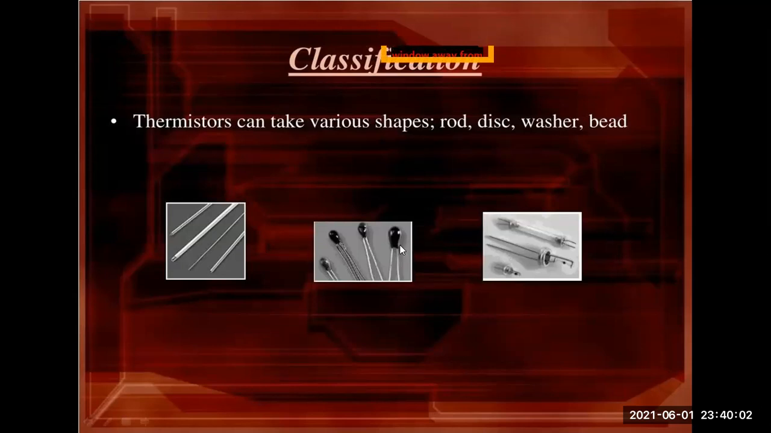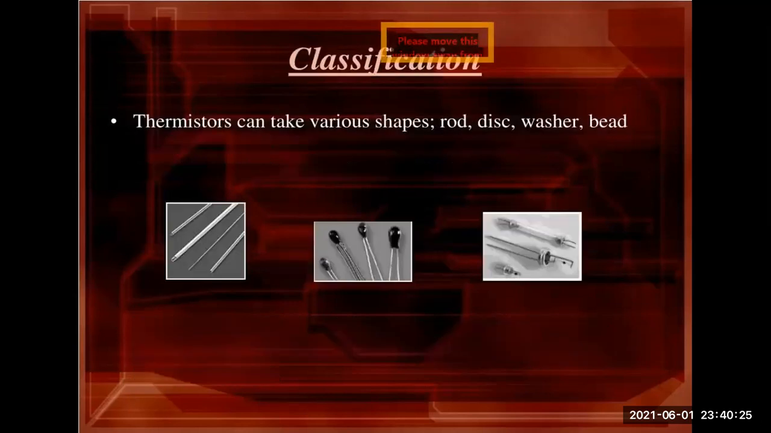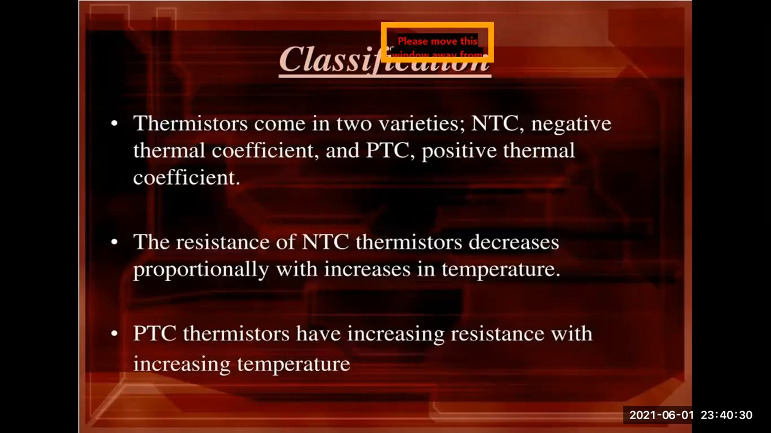This is the schematic way of seeing how thermistors can be manufactured in different shapes. So we started with thermally sensitive resistors, which are nothing but thermistors, having the range of -40 degrees Celsius to 150 plus degrees Celsius, right? And these are the different shapes of the thermistor, how it looks.